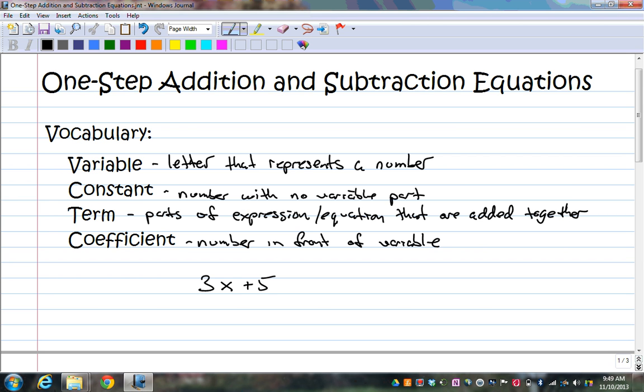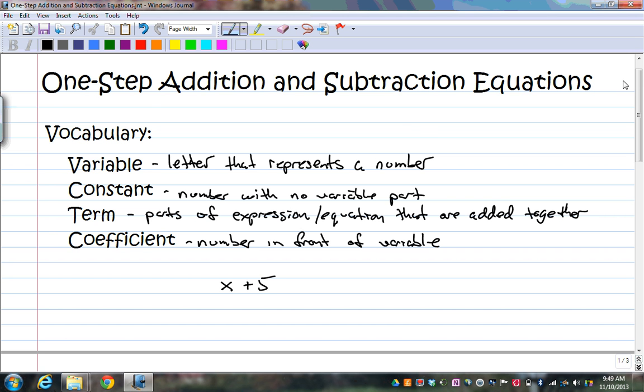Something that's important to note, if I had just x, and I asked you what was the coefficient, there still is a coefficient. If it's not listed, or there isn't one written here, it's the same thing as having 1. 1 times x is still x. That's why we don't write it, okay? But it is the same thing.